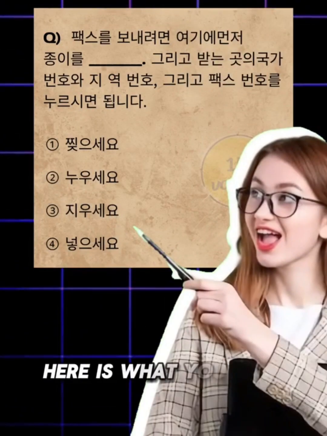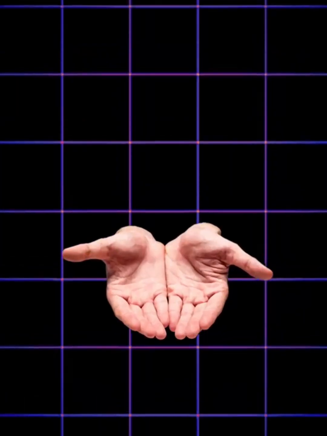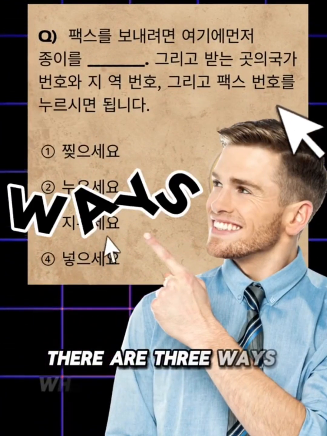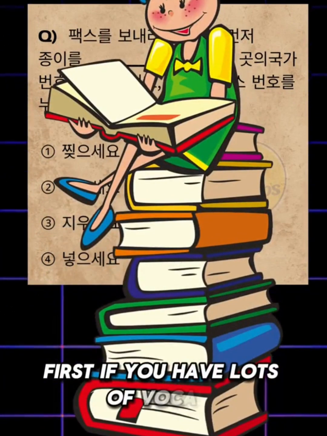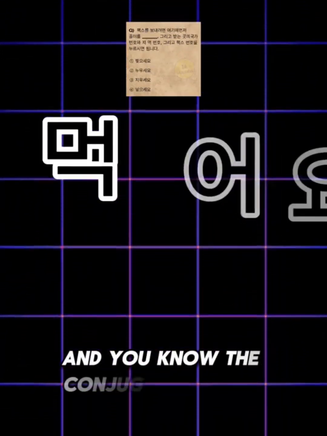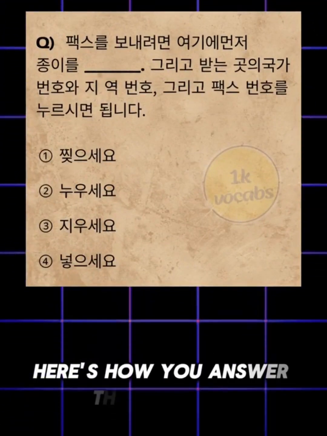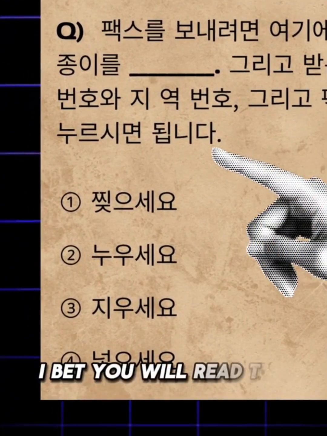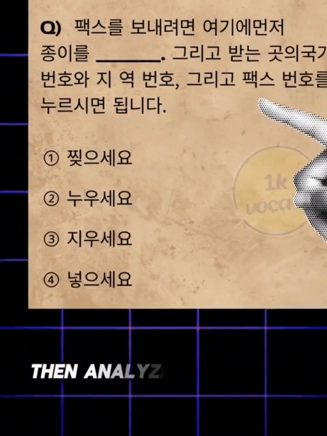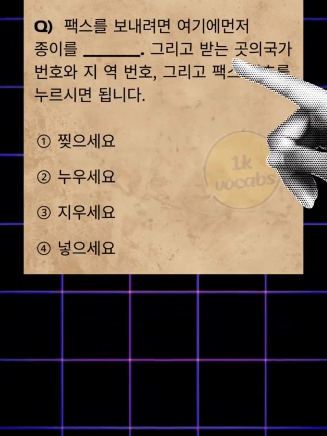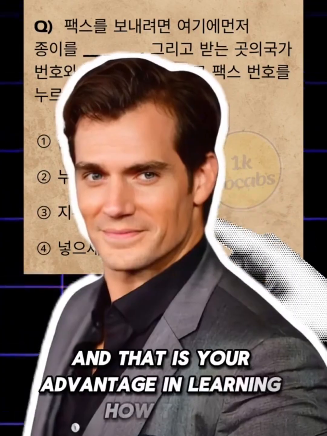Here is what you need to answer. Part 40. EPS topic fill in the blank session. There are 3 ways when answering fill in the blanks. First, if you have lots of vocabs and you know the conjugations and Korean grammar rules, here's how you answer this question. I bet you will read the sentence in reverse or you will start at the last part, then analyze and build a thought. Because you can easily understand the sentence and that is your advantage in learning Hangul.